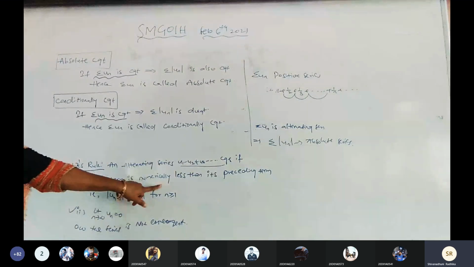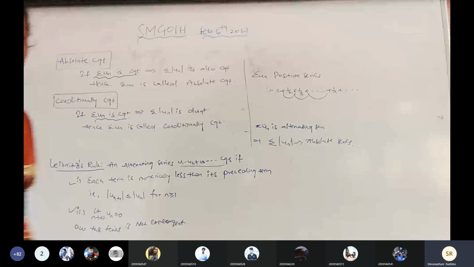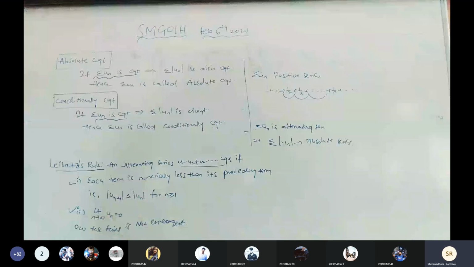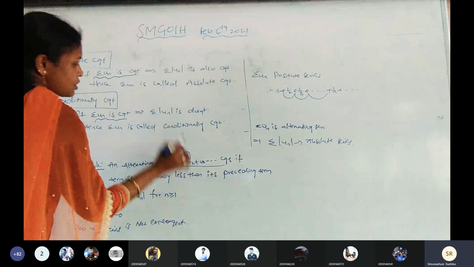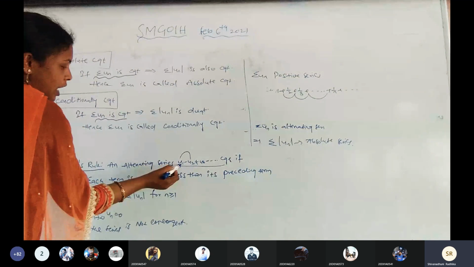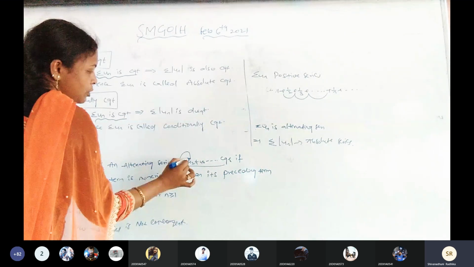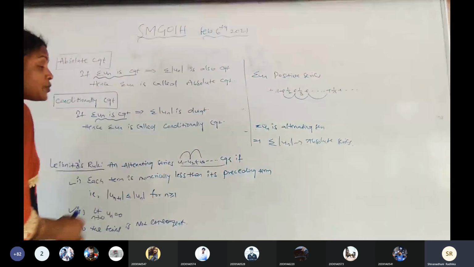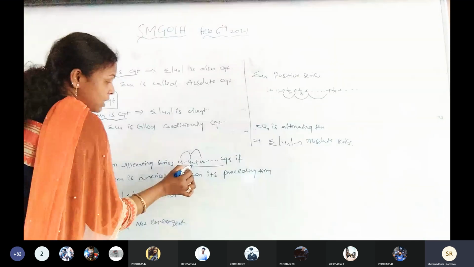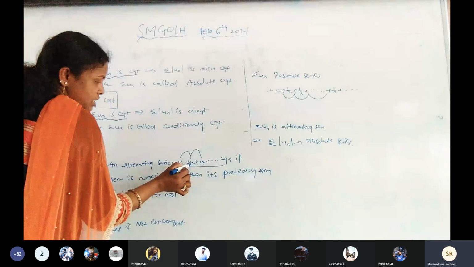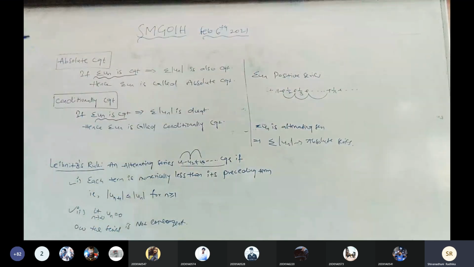Each term is numerically less than its preceding term. Now, what does that mean? We have so many terms: U1, U2, U3 up to UN, and infinite terms. Compare these two terms. The preceding value is the bigger value compared with the succeeding term. Again I'm going to take U2 and U3. Which one is the bigger value? U2 is the bigger value compared with U3. This is the succeeding term. This is the preceding term.